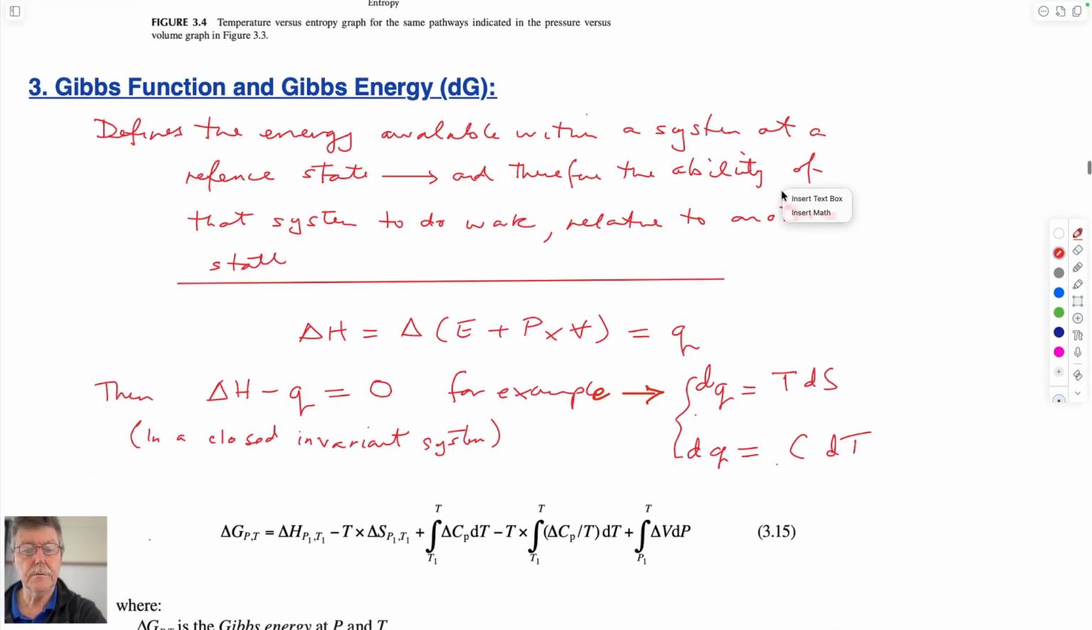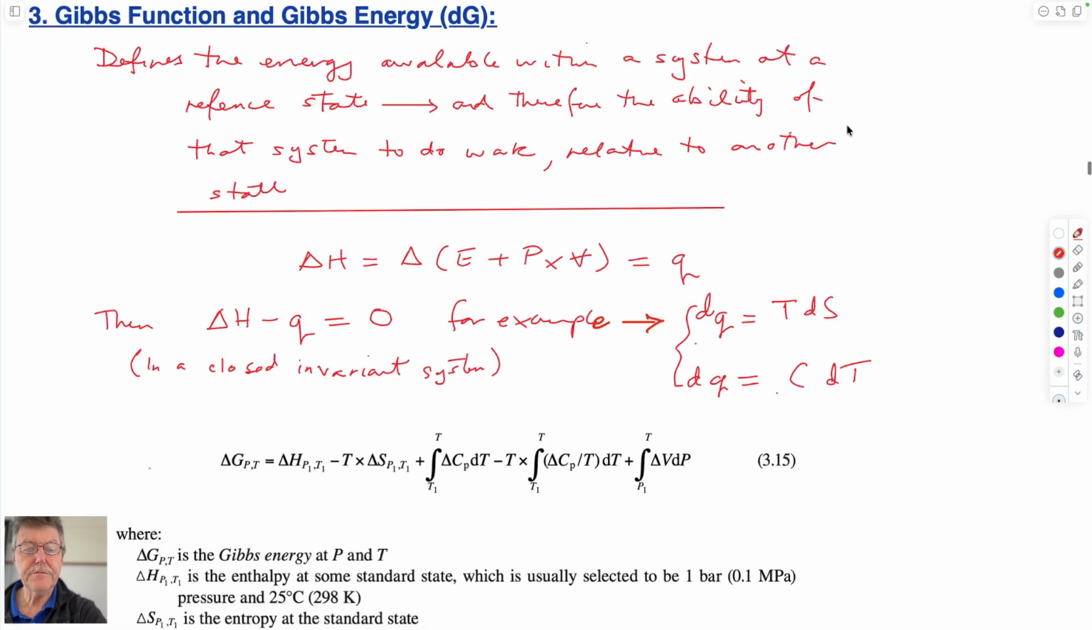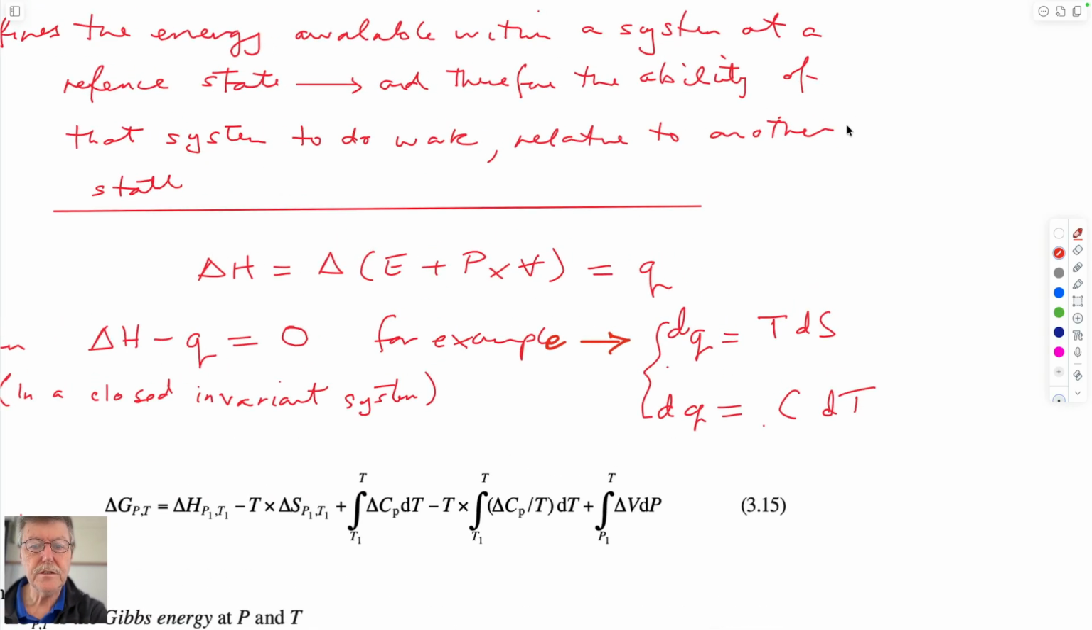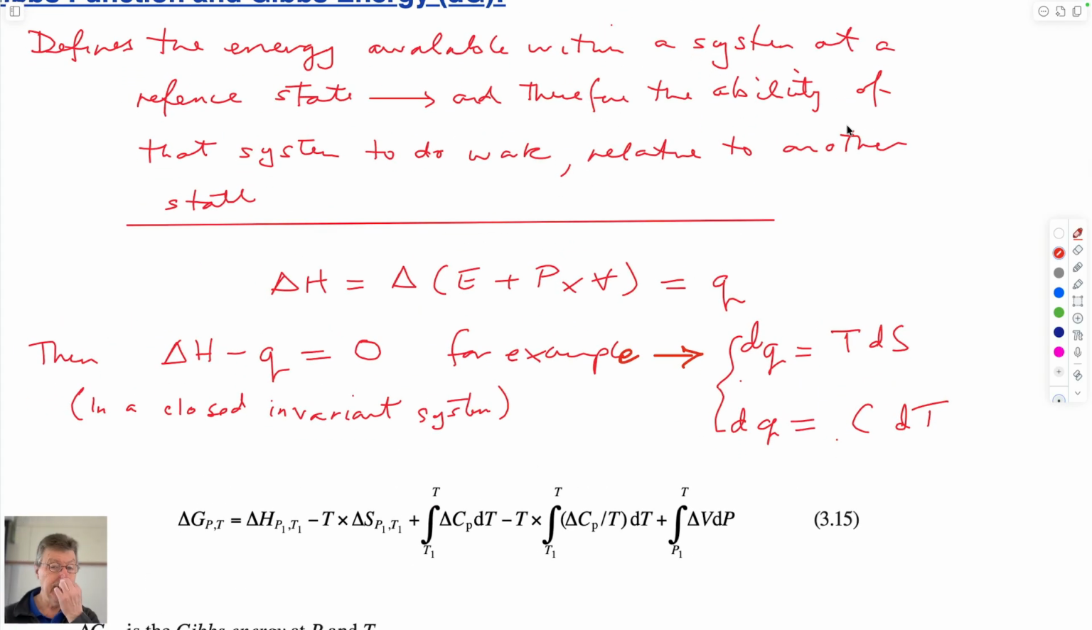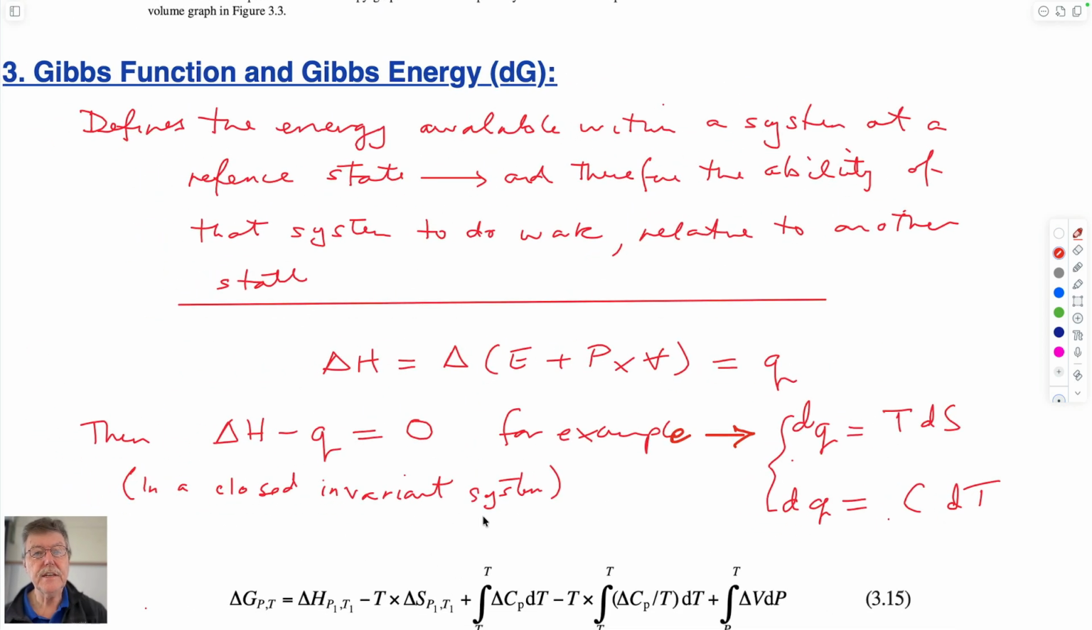Okay, so I'm not going to talk. We can talk about Gibbs free energy. I don't think we use it much in the future of what we do. So Gibbs free energy is just used to be able to say something about the state of a system.